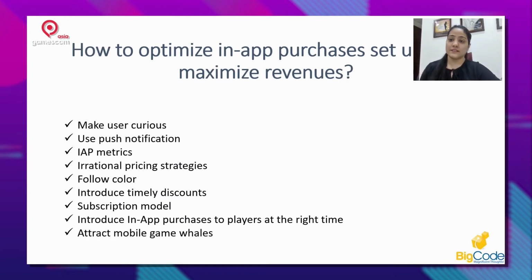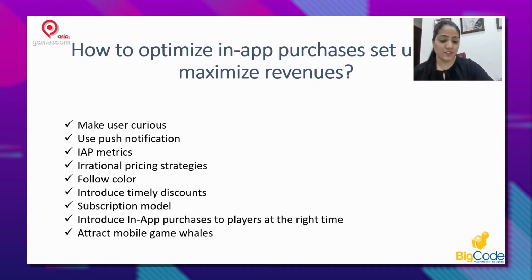Next is how to optimize in-app purchase setup and maximize revenues. We have points here, like how to make users curious, how to use push notifications, IAP metrics, irrational pricing strategies, follow color, introduce timely discounts, how subscription models work in a game, introduce in-app purchases to players at the right time, and attract mobile game whales.